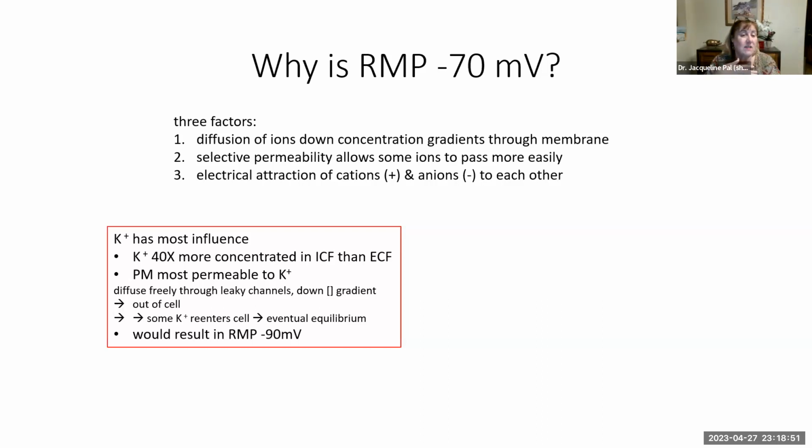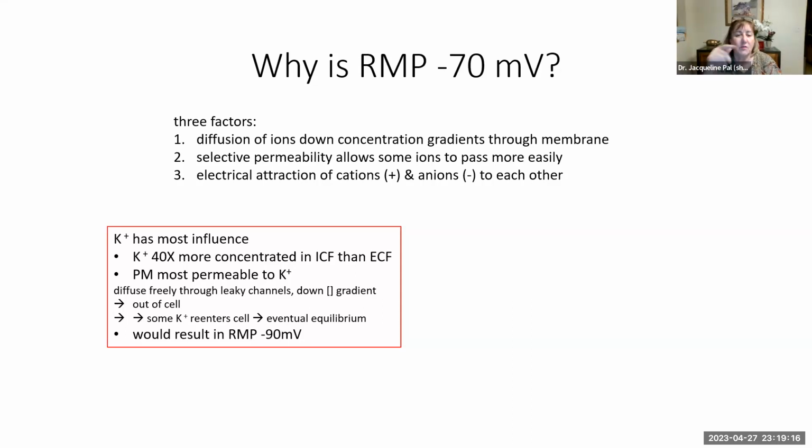Now, yes, some potassium can re-enter the cell, and if left alone all the time, it would eventually reach equilibrium, but it doesn't. But just the fact that the potassium is so much more concentrated inside the cell than outside the cell, if we measured just the influence of potassium, we would have a resting membrane potential of -90. But as I said, it's -70.